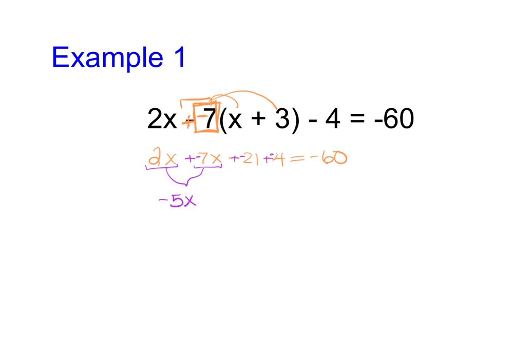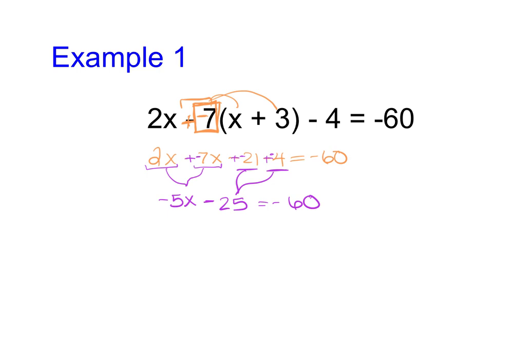Now, the same thing, here I see -21 and -4. Those don't contain any variable at all, which makes them like terms. -21 plus -4 gives me a -25. Now, one thing I want you to notice is I am only combining things together that are on the same side of the equation.